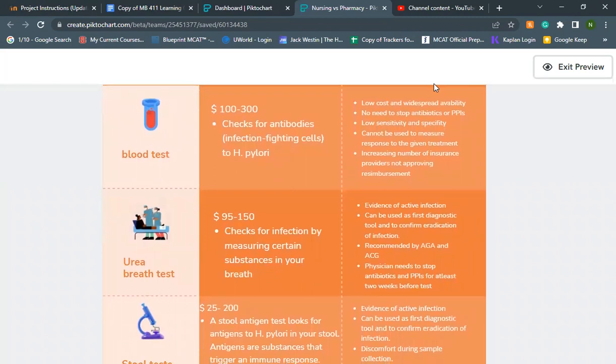So the first option we have is a blood test. It is going to check for antibodies to H. pylori. The average cost is about $100 to $300. The testing is a convenient procedure where somebody draws your blood and then they test it in the lab. The advantages of this test are that it is low cost and widely available. There's no need to stop any antibiotics or proton pump inhibitors prior to ordering this test.